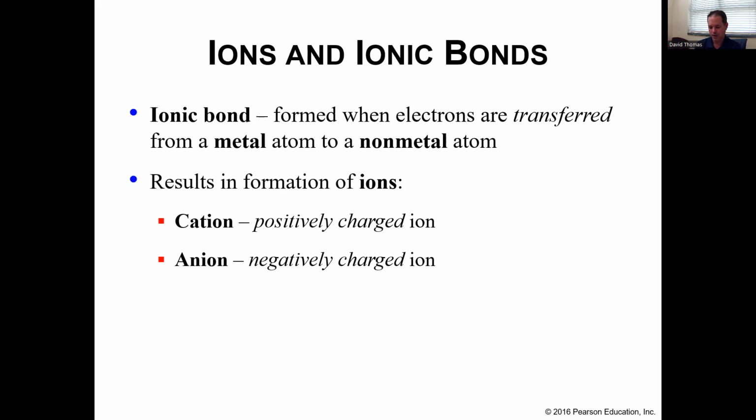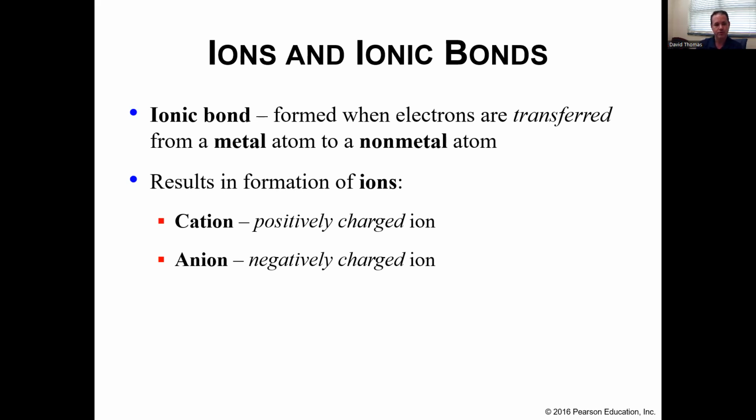All right, and so a cation is when you have a positively charged ion. Well, how do you get an ion that's positively charged? You have to lose an electron. Remember, electrons are negative. If you lose that negative electron, you get a positively charged ion. That's called a cation.